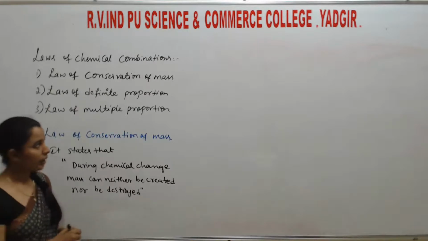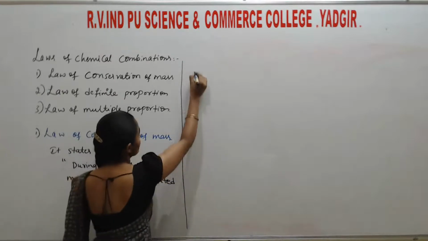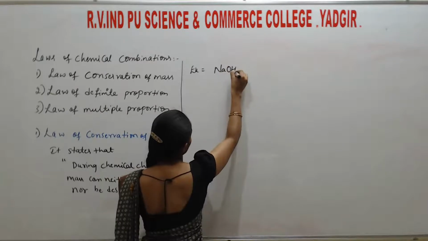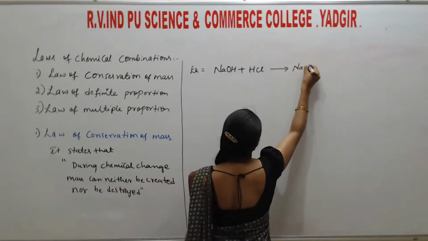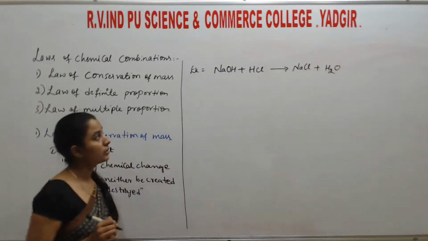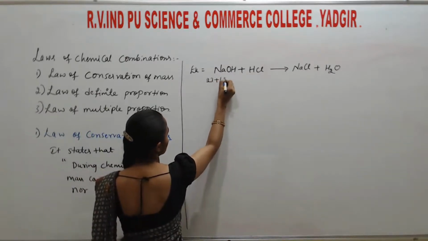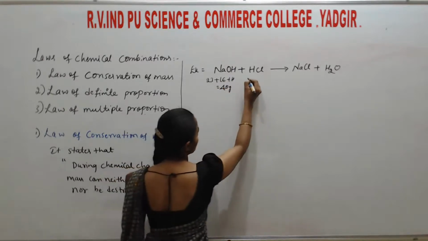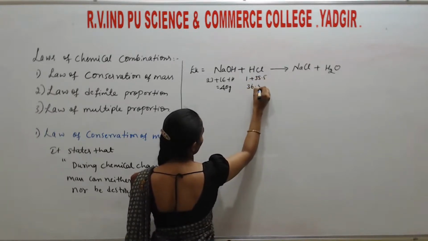For example, I will say here, the example is NaOH plus HCl gives rise to NaCl plus H2O. So students, here the mass of NaOH is 23 plus 16 plus 1, that is 40 gram. HCl is 1 plus 35.5, that is 36.5 gram.